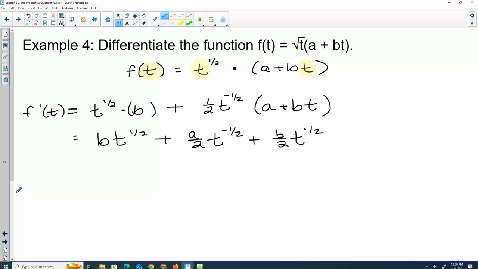Do we have like terms? Yeah, we do. Why would the b be in the fraction, not the t that we multiplied? I mean, technically multiplying both of them, you could put either one. I just, b is the coefficient here, so that's why I wrote it. These are both t to the 1/2, so you can add their exponents. So b, that would be the same as 2b over 2, right? Plus 1b over 2 would be 3b over 2, t to the 1/2, plus a over 2, t to the negative 1/2.